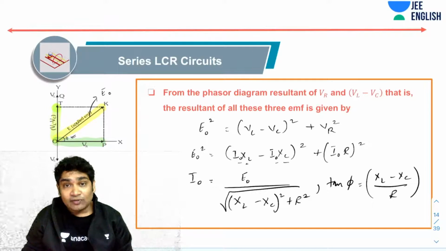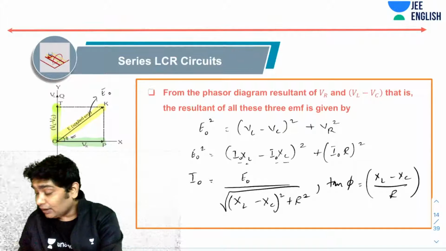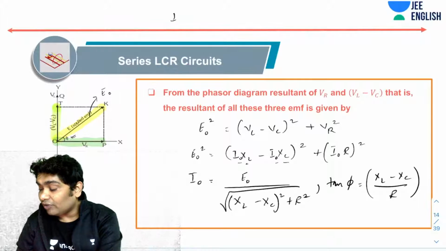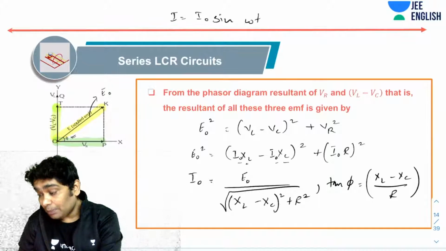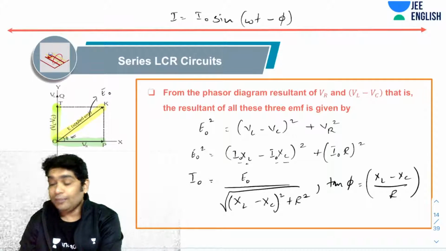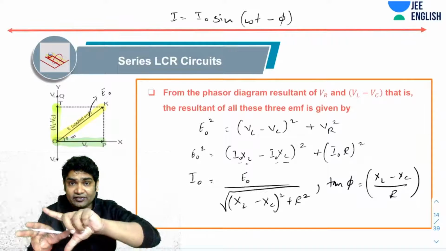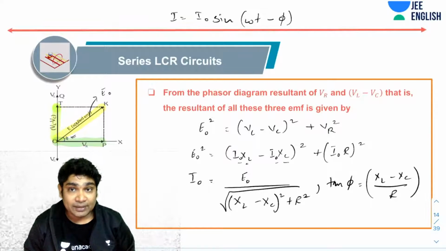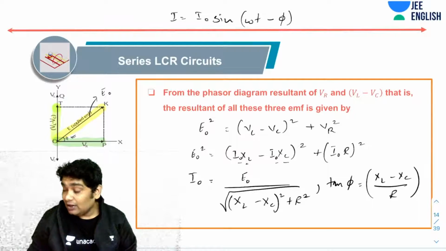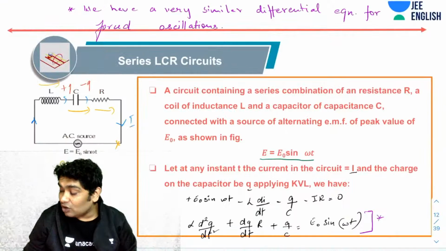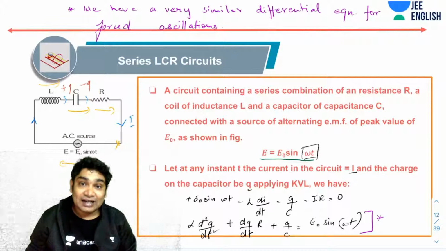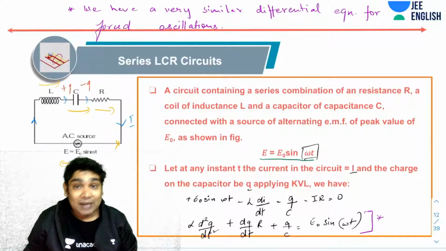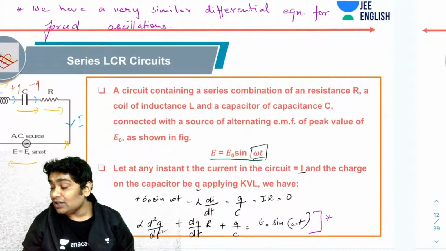Now once I know the value of I naught and once I know the value of phi, I can write the equation for the current. Now the equation for the current would have become I equals I naught sine of omega t minus phi. Okay. Now you will realize all these phasors would be rotating at the same omega. So that's why the I naught phasor will also have to rotate with the same omega, and it is lagging behind the voltage phasor by an angle phi, and the voltage at any instant has the phase of omega t. So the phase of the current phasor at any time would be omega t minus this phi. So this is the expression that you get for current.